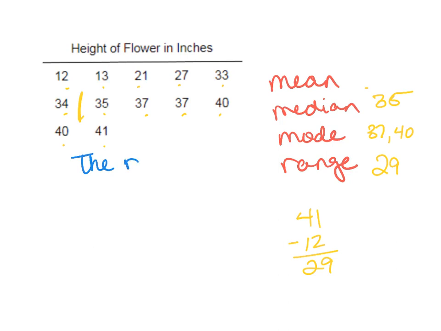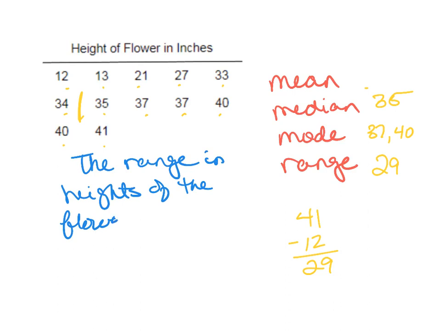the range in heights of the flowers is 29 inches. Something along those lines. You would give me a sentence explaining the data using mean, median, mode, and range.